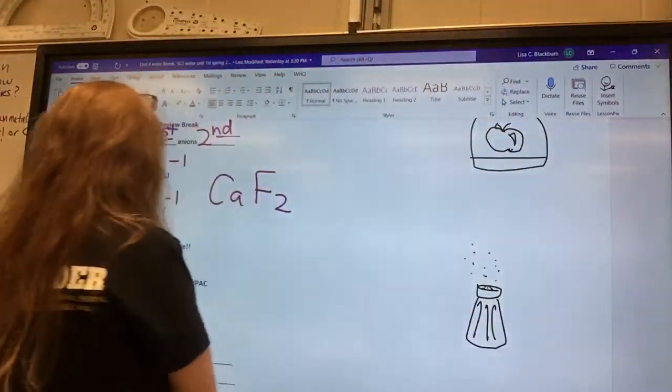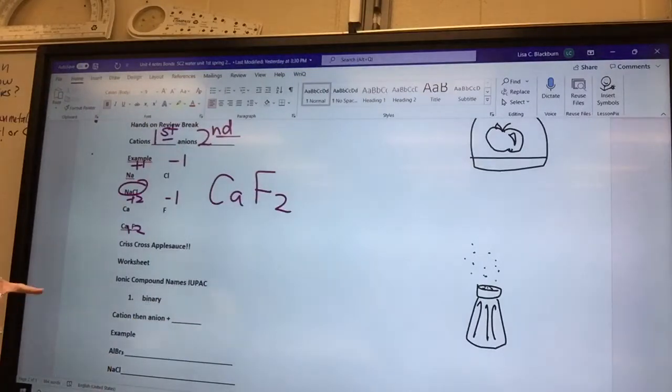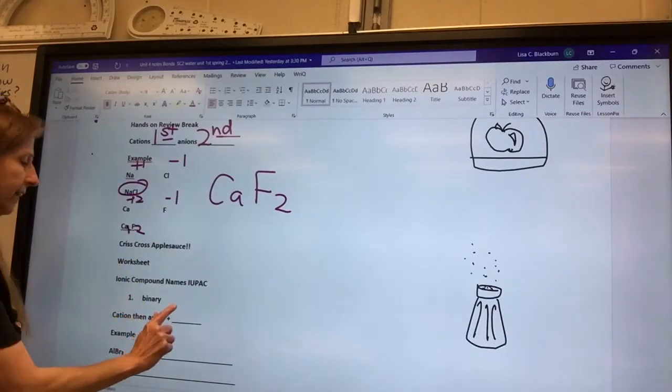So this is binary. What does bi mean? 2. So nary is name. Binary, this says 2 names. It's the cation, then the anion, then the ending.